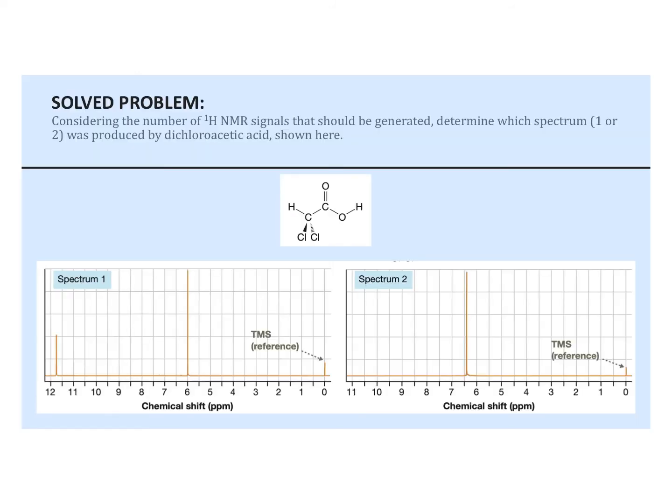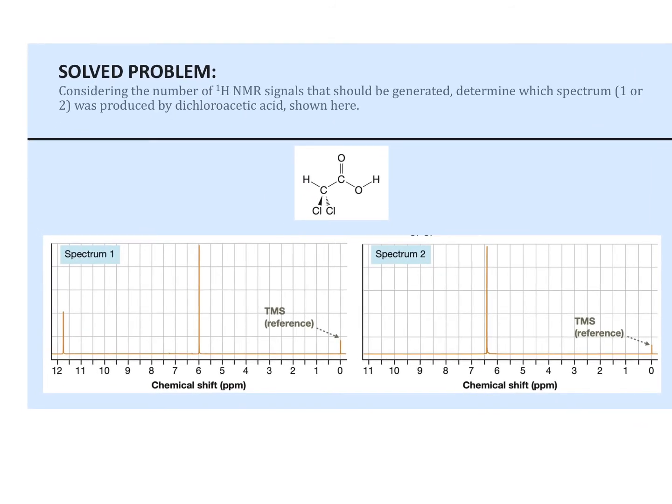Let's do an example. Consider the number of proton NMR signals that should be generated. Determine which spectra, 1 or 2, was produced from dichloroacetic acid shown here. So when we look at this, we see dichloroacetic acid, and we see there are two spectra. The spectrum 1 here has 2 peaks, and spectrum 2 here has 1 peak. And that's really the only difference between these. So what this question is really asking is, hey, look, do you expect 1 or 2 peaks from this molecule? And then to dig down deeper, it's saying, are these two protons chemically equivalent? That's what this is asking.